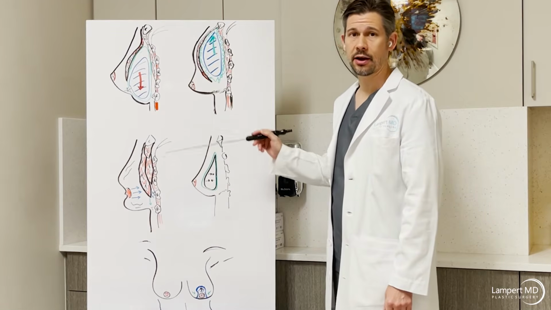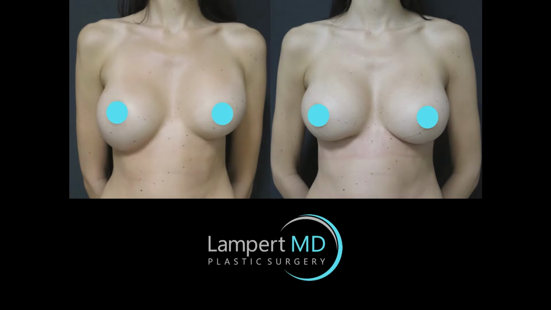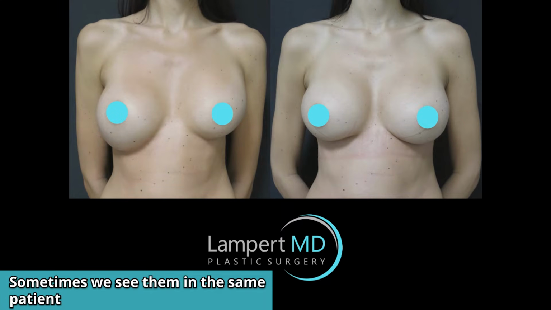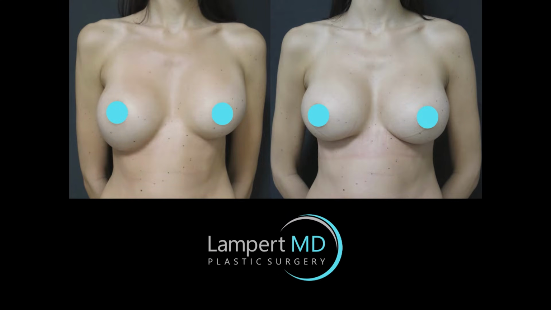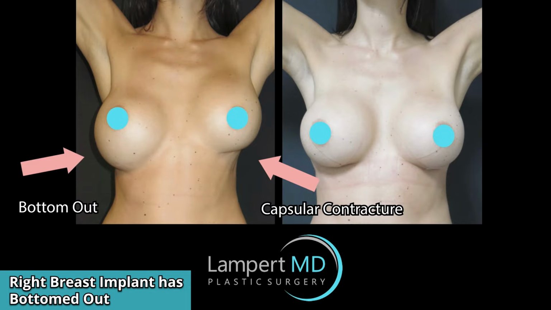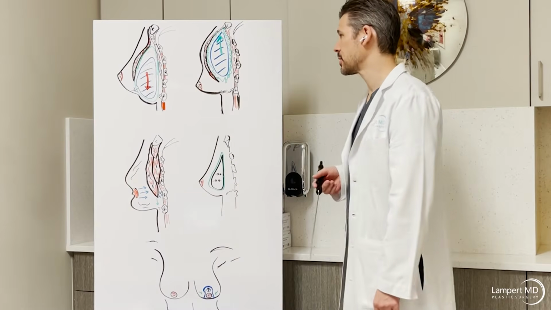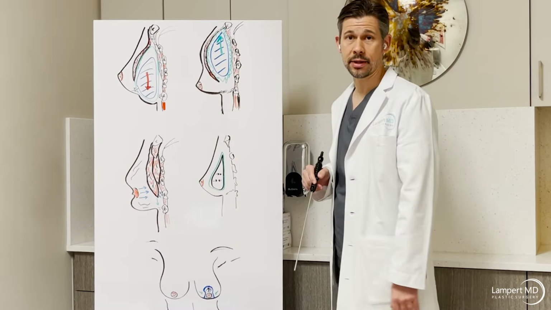And these are two entirely different things, but sometimes we see them in the same patient, like this patient here. She had capsular contracture that was pulling up the implant on the left side, and on her right side, she had bottoming out. The implant was falling low. So how do these things happen? Well, coming back over to the diagram here, let's start here with bottoming out.